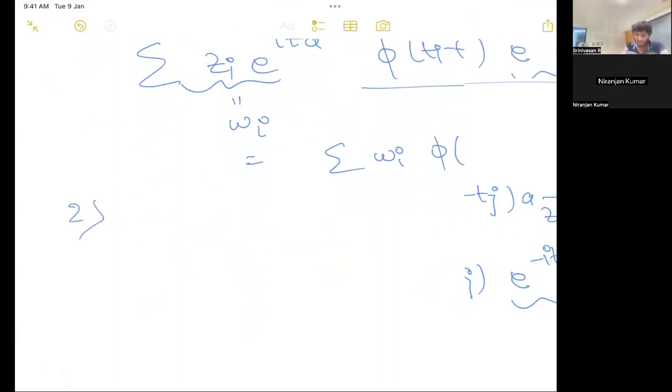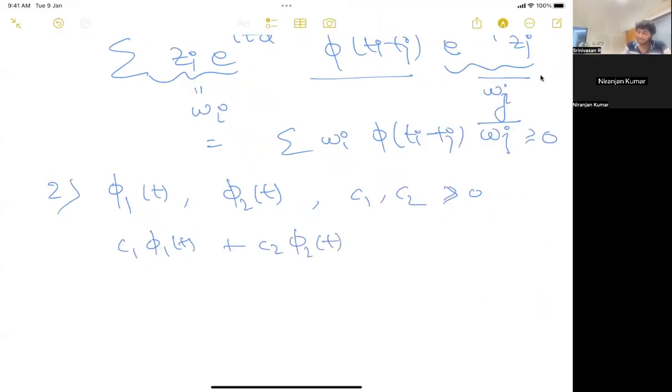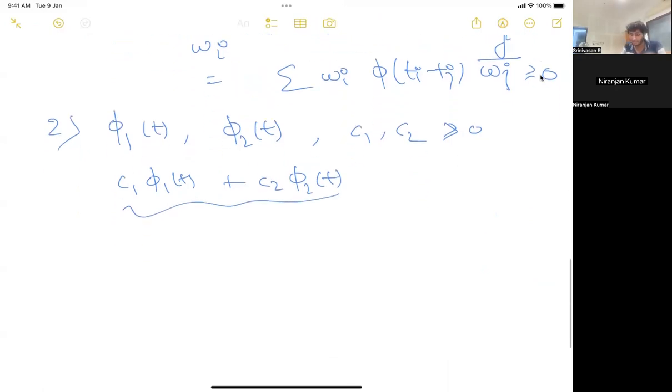Second, we observe that if phi 1 and phi 2 are two given positive definite functions, and c1, c2 are two real numbers greater than 0, then c1 phi 1 of t plus c2 phi 2 of t is also positive definite. This is easy to see because it's just linearity.